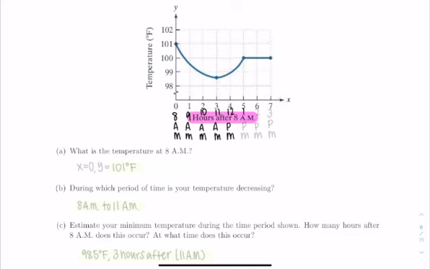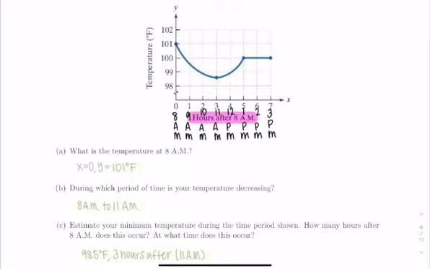5 hours is 1 p.m. 6 hours is 2 p.m. And the 7th hour is 3 p.m., which is when he said that they were going to stop taking the temperature from 8 to 3. So now that I've labeled this, it'll probably make this a little bit easier to read.